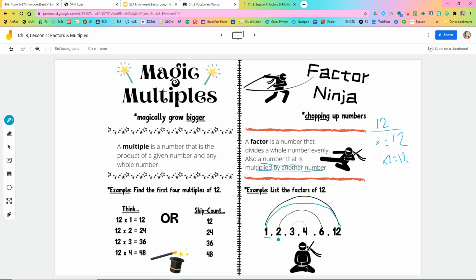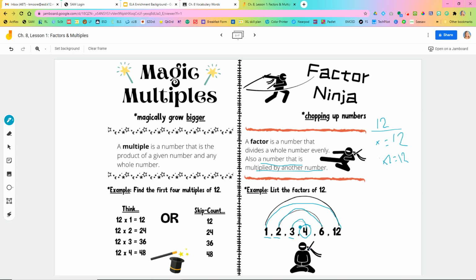After I check 1, I'm going to go to 2. My second factor pair of 12 is 2 and 6. After 1 and 2, I'm going to check 3. My next factor pair of 12 is 3 and 4. And if I were to go up and check the number 4, I realize that it's already right here. So that means that I'm done checking my factors.